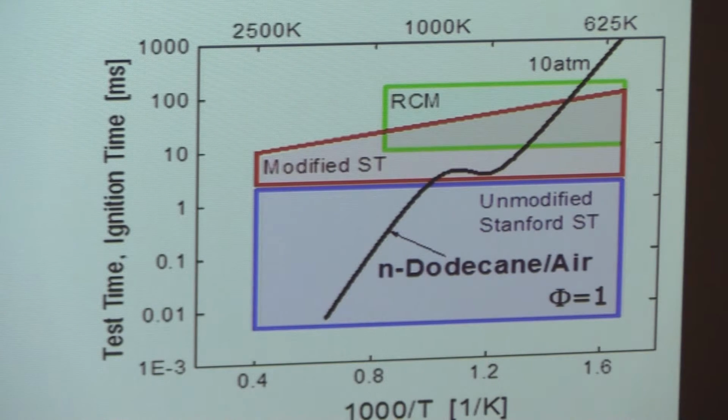We want to modify our shock tube. The latest design we have allows us to get up to about here. Our record so far is 100 milliseconds at about 550 Kelvin. My goal is to access this region.